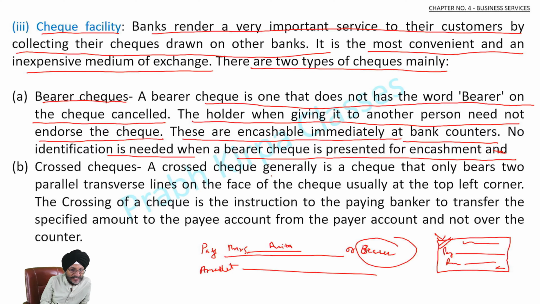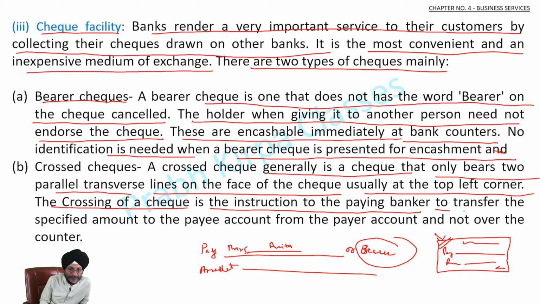A crossed check generally is a check that only bears two parallel transverse lines on the face of the check, usually at the top left corner. The crossing of a check is the instruction to the paying banker to transfer the specified amount to the payee's account from the payer's account and not over the counter.